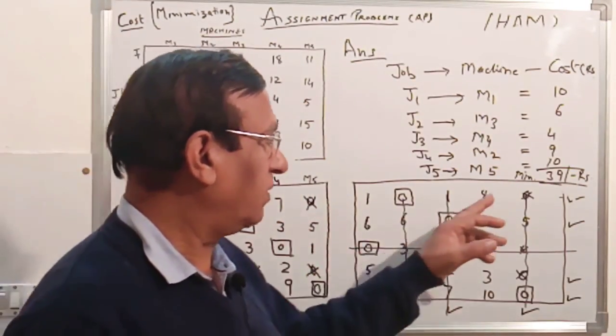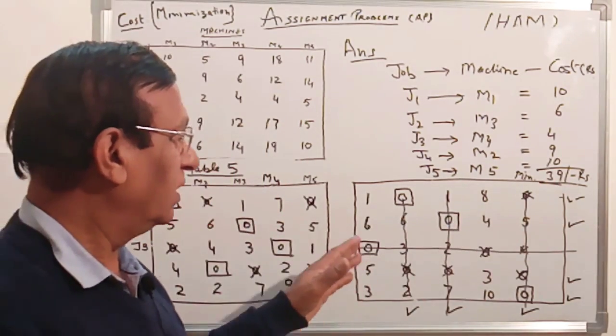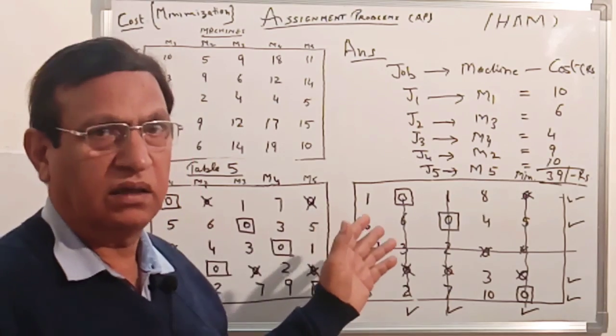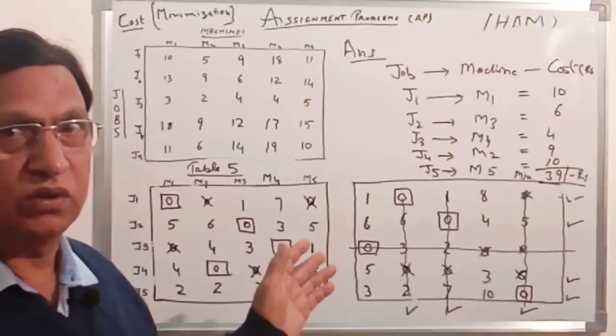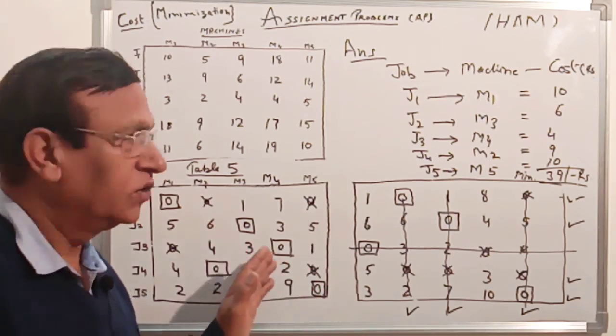Optimum result means the cost cannot be further decreased. So this is the way. Sometimes you have to make a number of tables, instead of 2 or 3 tables, sometimes 4 tables, 5 tables. So this is the technique.